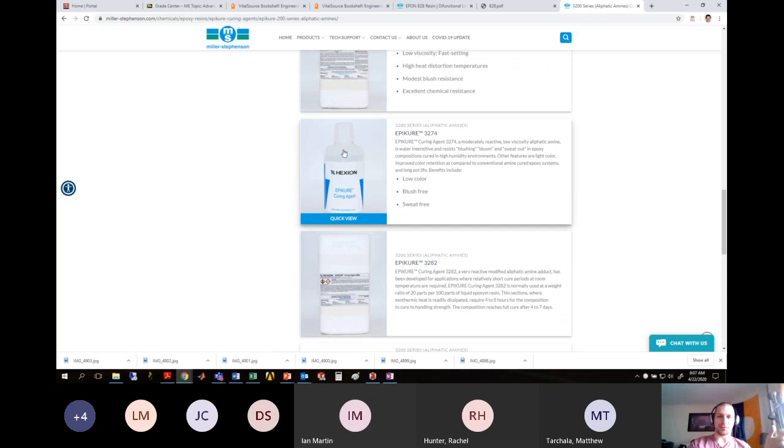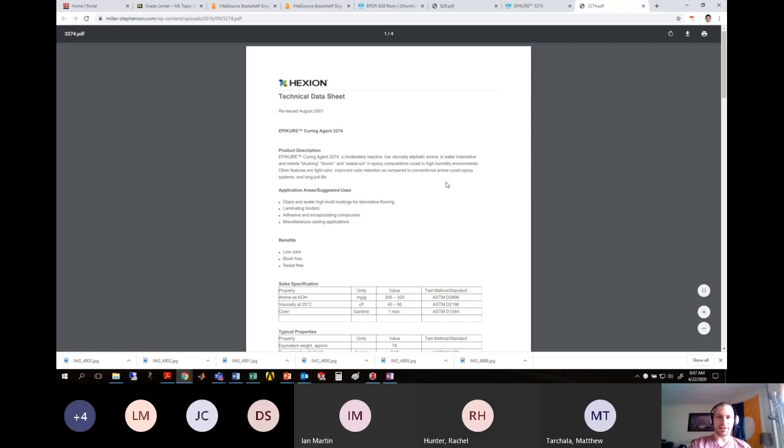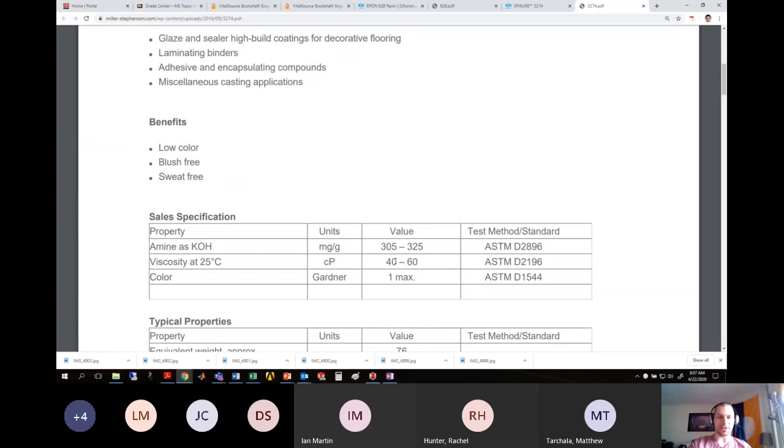And see here, this curing agent is a moderately reactive, low viscosity aliphatic amine. So it's an amine used to cure this particular epoxy. Can look at the data sheet here if you want, but it should have something telling us what mix ratio is required, what the viscosity is at room temperature. Okay, so this is 40 centipoise at room temperature. So this is very, very non-viscous. It's almost like water, which is 1 centipoise at room temperature. So this is very liquidy. So you're adding this water type liquid amine to the very viscous part A epoxy.